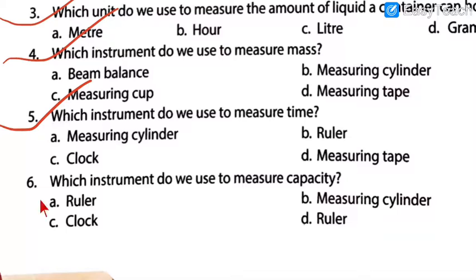Let's get started. Question 6. Which instrument do we use to measure capacity? Listen to me very carefully. Here it is written, to measure capacity. Options are ruler, measuring cylinder, clock, or is it ruler? Options are given 2 times, ruler.